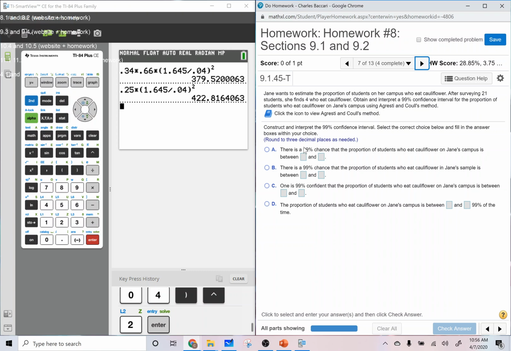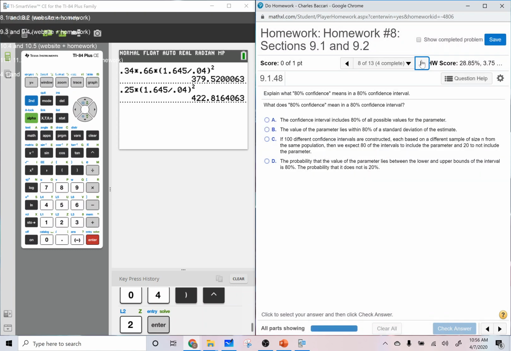Another confidence interval, so you have to be careful which one you pick. There's a 99% chance that the proportion is between this and this. Okay, there's one is 99% confident. I think that's the best one, actually. And then you obviously get the confidence interval, so you use your calculator. What does an 80% confidence interval mean? So just interpret that and then choose the right answer and you'll be good to go.